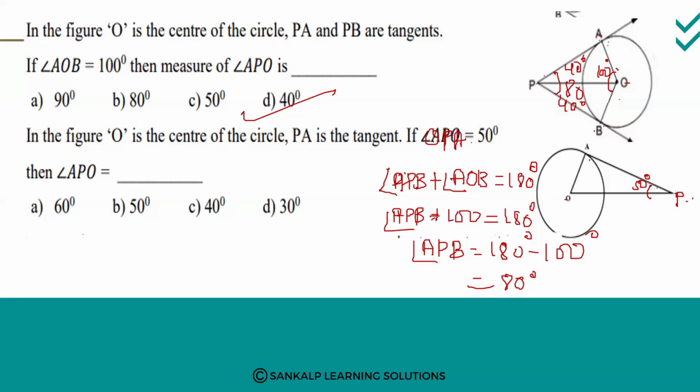OPA is 50 degree. That means the full interior sum is 180 degree. So 180 degree minus 50 degree is 130 degree.